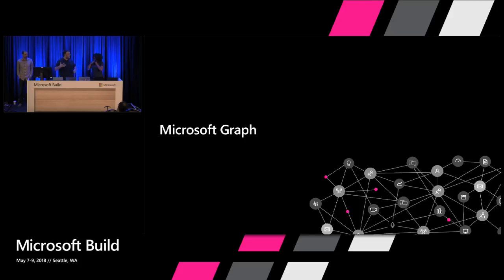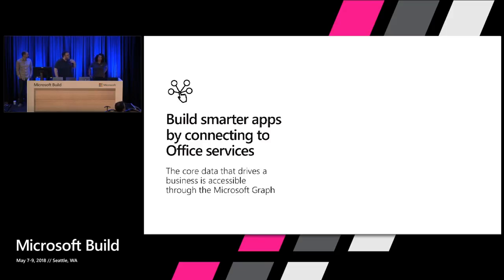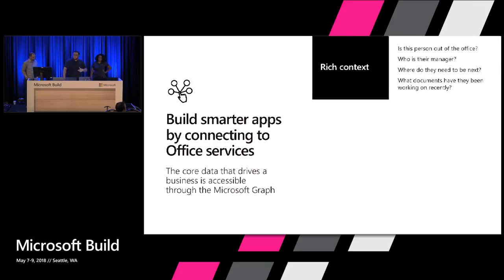You heard Rob talk about how Graph is the place, the REST API that gives you access to all the data and intelligence that's up in the Microsoft cloud. But what does that actually mean? We kind of think about three big things that Graph does that we're excited about. The first one is rich context, right?